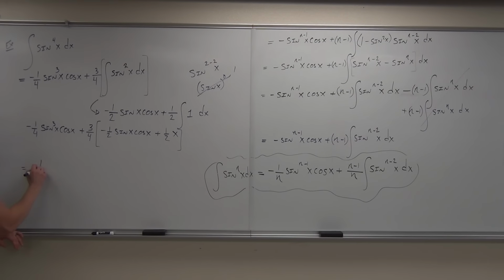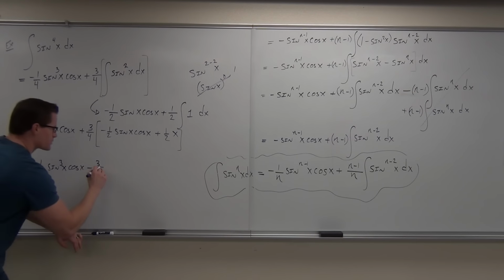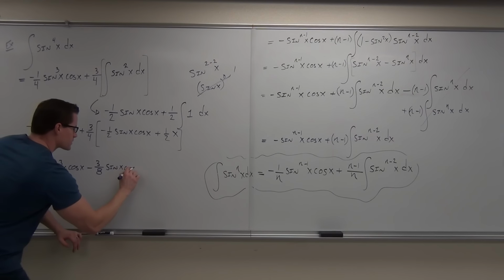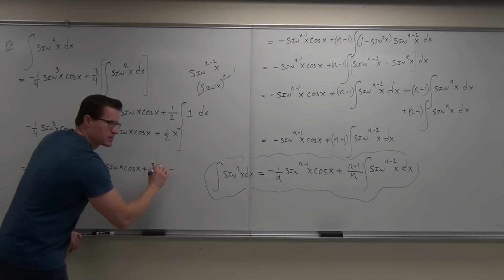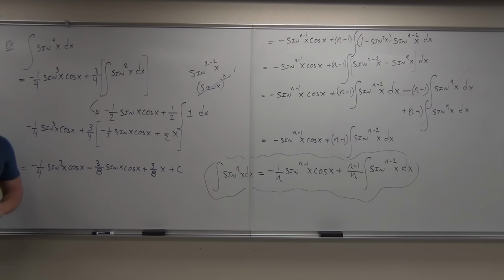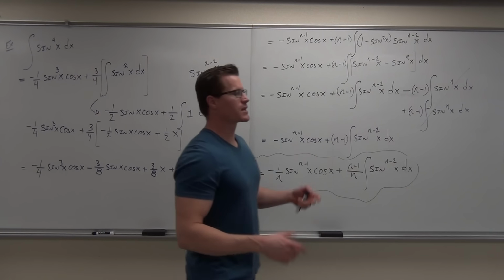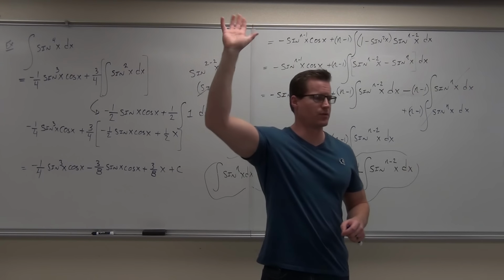So here we go. We've got, final answer, negative 1/4 sine to the 3rd power of x, cosine x, minus 3/8, hopefully you see where that comes from, sine x cosine x, plus 3/8 x. And lastly, what do we always have when we're doing indefinite integrals? Yay! There we go. Cool? Kind of cool, right? It works anytime you have just a power of sine to some power greater than or equal to 2. That's the idea. Show of hands if you feel okay with that one.